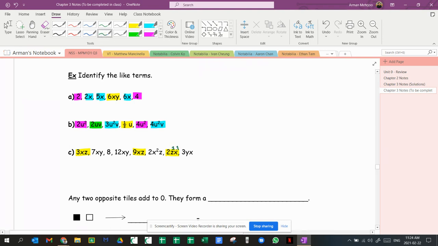So 2zx has both of its variables raised to an exponent of 1. Even though it's in a different order, it doesn't matter. It's still a like term because it has the same variables, and those variables are being raised to the same exponent. Next, we can look at 7xy. That looks like it's similar to 12xy as well as 3yx. 8 looks like it's not similar to anything else. And 2x squared z looks like it's not similar to anything else as well.